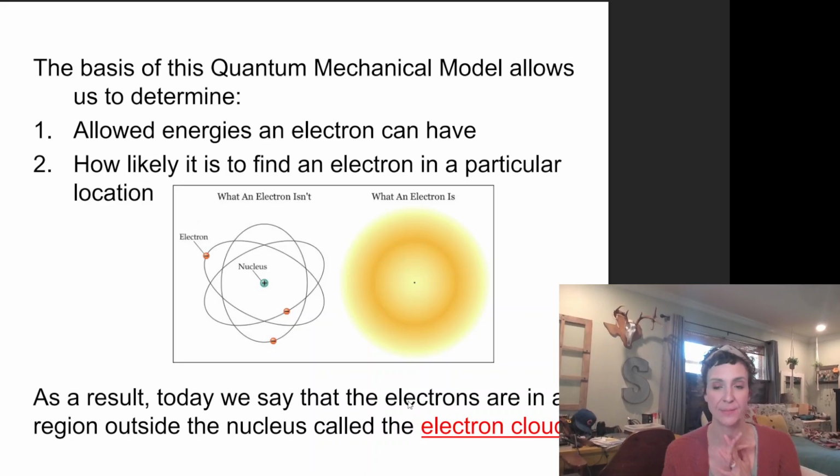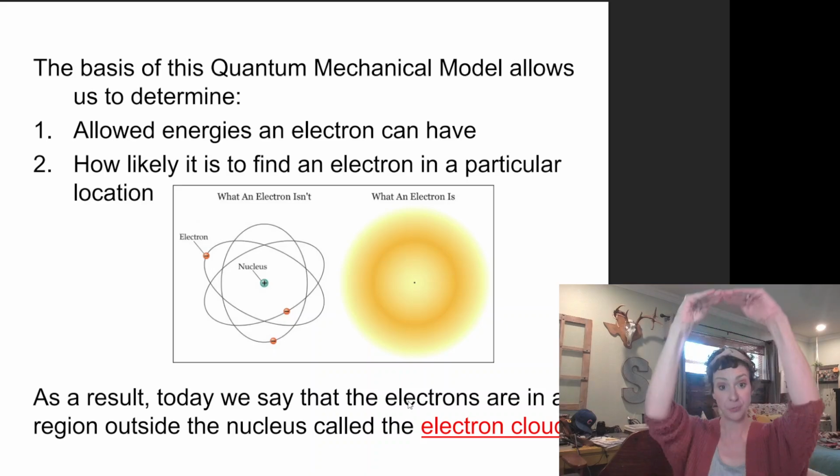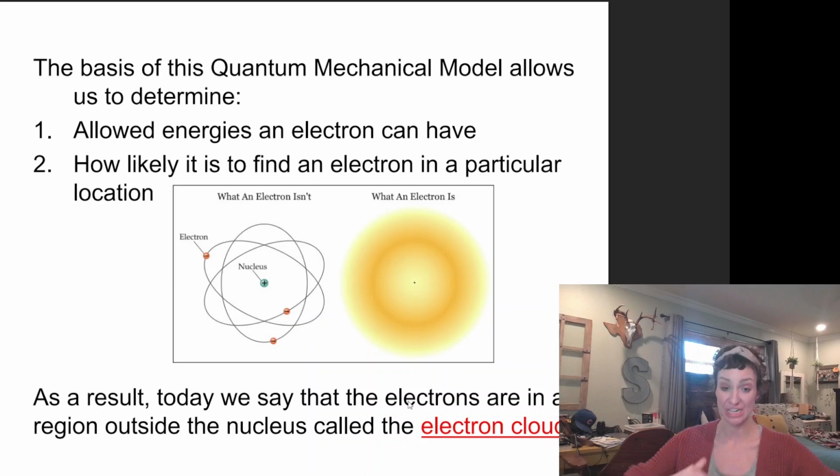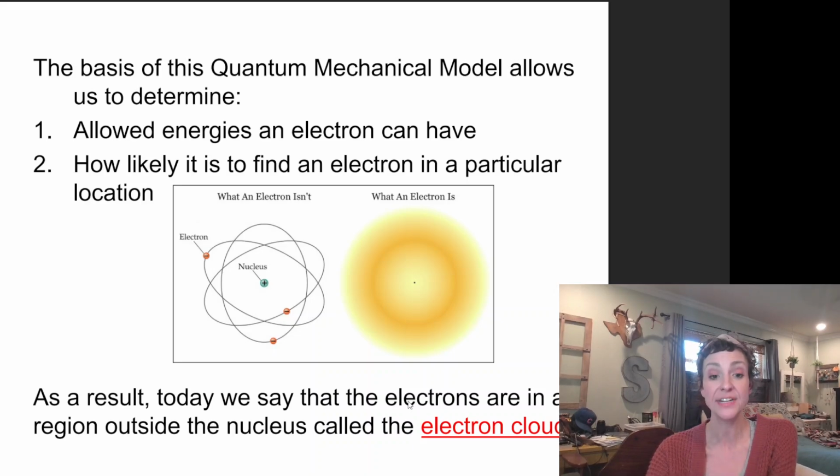The basis of this quantum mechanical model allows us to determine, one, the allowed energies an electron can have. What that means is where electrons are allowed to be in the energy levels. We know that the first energy level is closest to the nucleus, so it's the lowest energy. And as I go further and further away from the nucleus, those are higher energy levels. So the quantum mechanical model allows us to figure out what energies are allowed for an electron. It also allows us to determine how likely it is to find an electron in a particular location within that energy level.